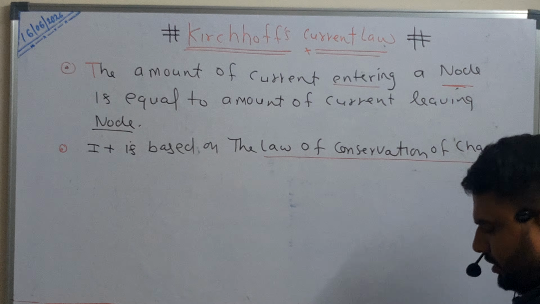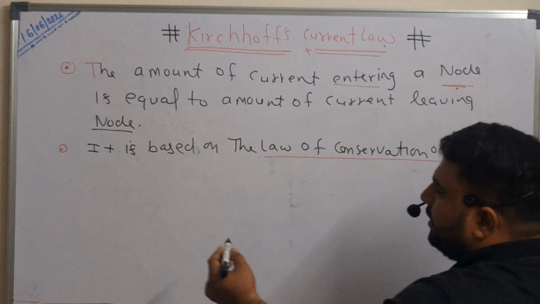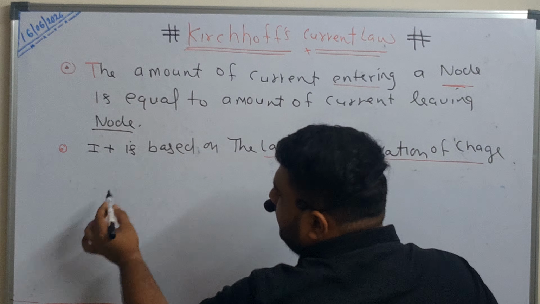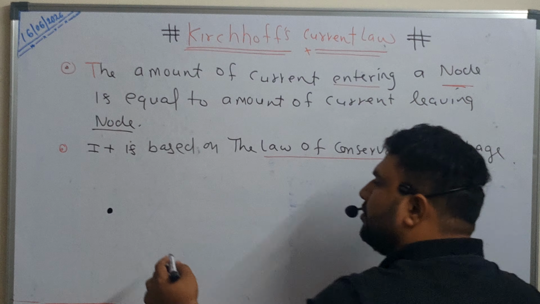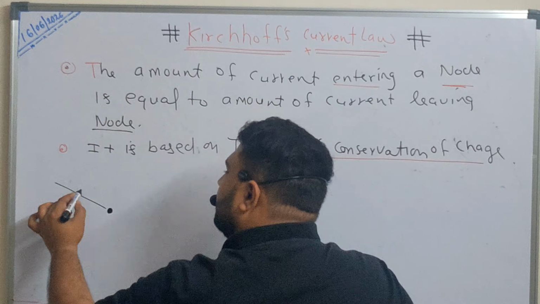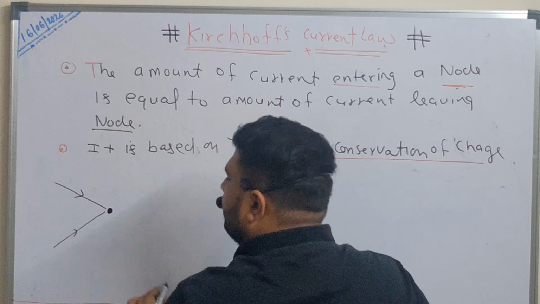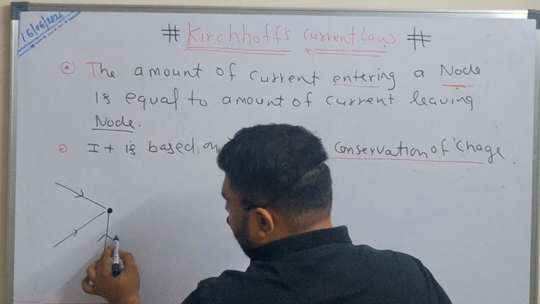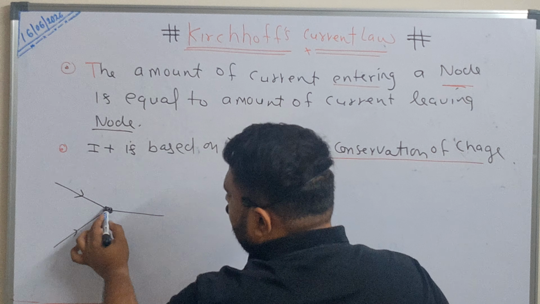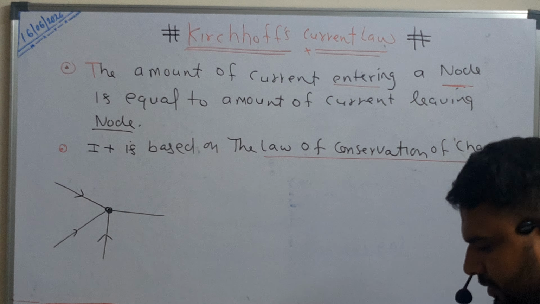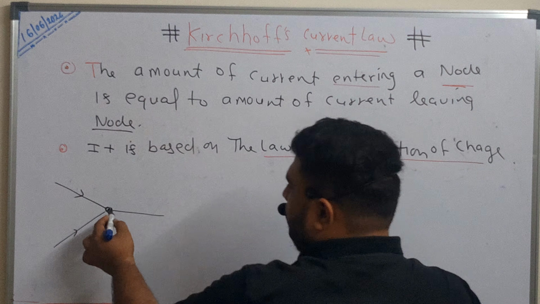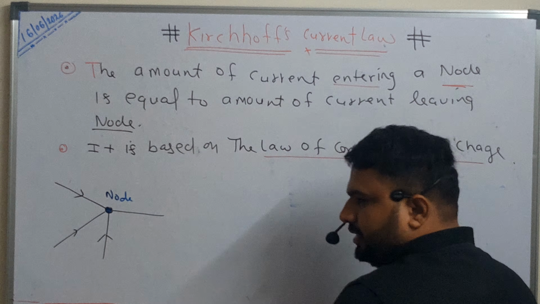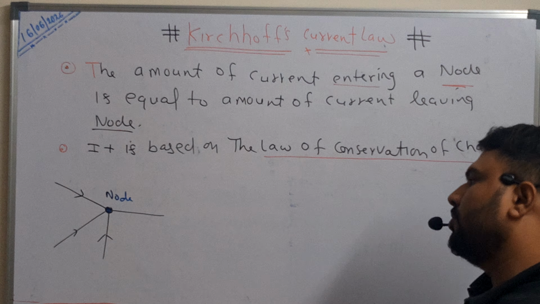First thing, what is the node? Node means when three or more than three wires meet at a point, that point is known as a node. For example, like this, wire 1, wire 2, like this. This is known as a node. This is a node point. More than three wires meeting at a point is known as a node.